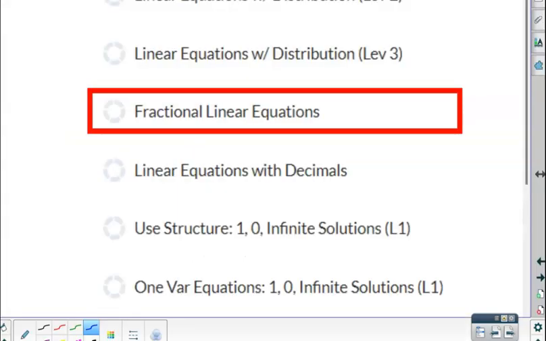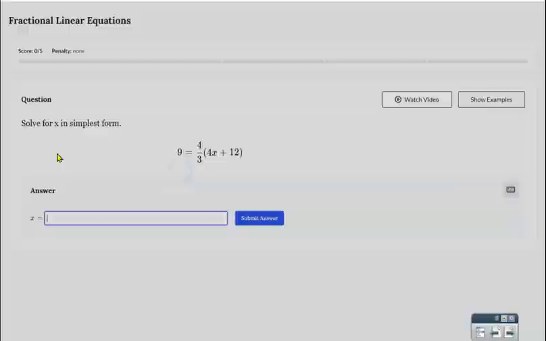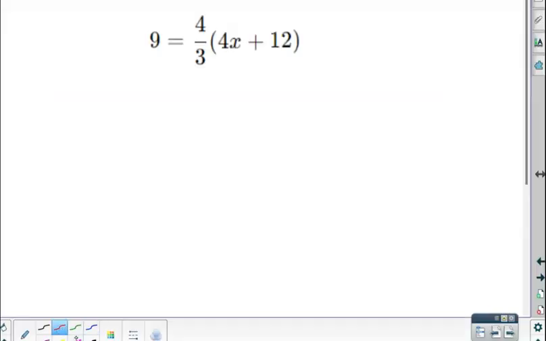The next topic is equations with fractions. For each of these problems, you're going to have a fraction that needs to be distributed to the terms inside the parentheses. If you don't know how to multiply fractions, you can use the online Desmos calculator to enter fractions.